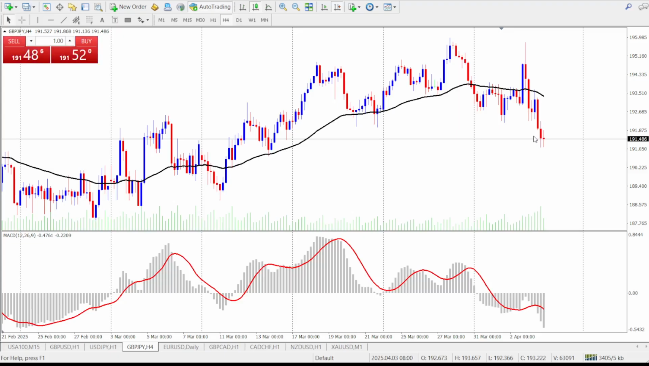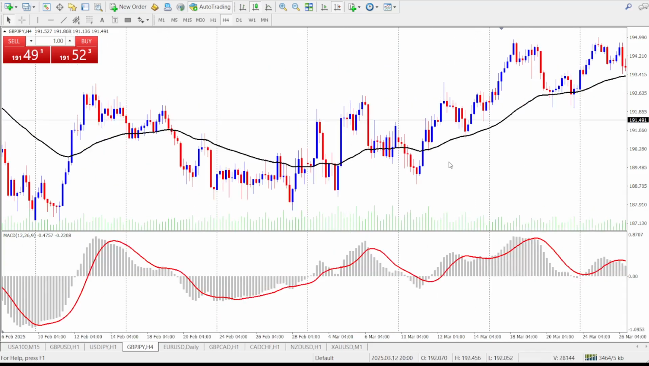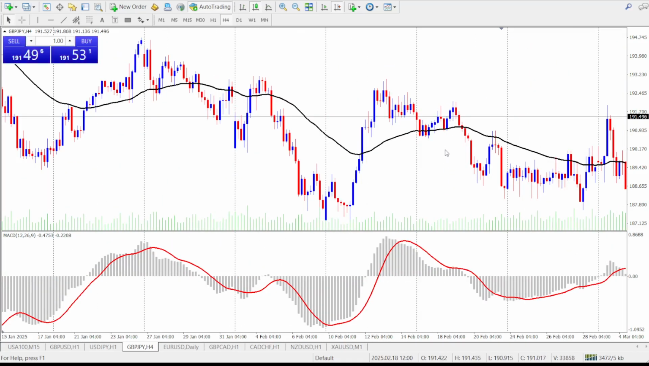Now, let us talk about how to enter trades using the MACD EMA strategy. For buy trades, you wait for the MACD line to cross above the zero level when the price is above the EMA. This confirms that the market is likely to continue its upward movement. Then for sell trades, you wait for the MACD line to cross below the zero level when the price is below the EMA. This confirms that the market is likely to continue moving downward.